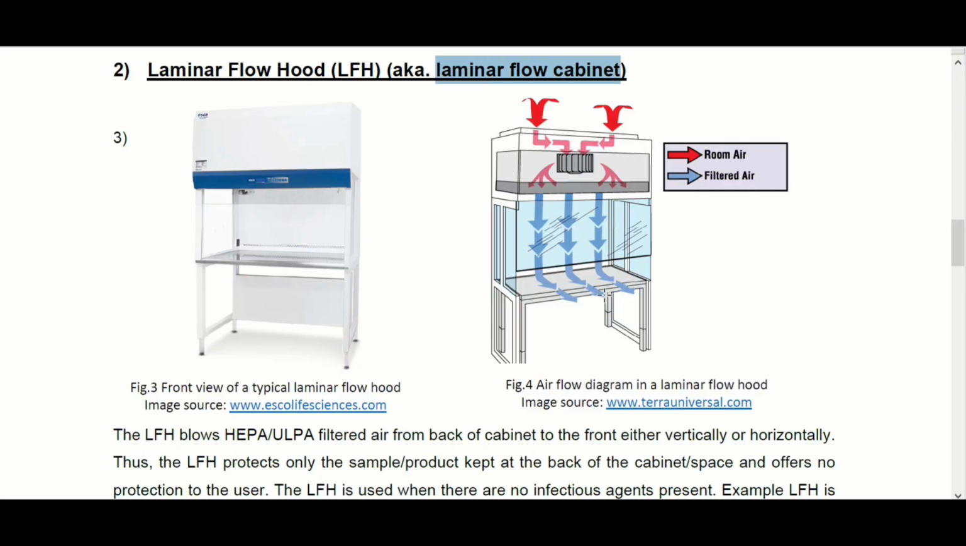But it's fine if you are handling low risk or non-infectious materials, because if, for example, you are doing E. coli inoculation, then the air doesn't contain harmful materials, because E. coli, or at least non-pathogenic E. coli, is a risk group 1 bacteria.